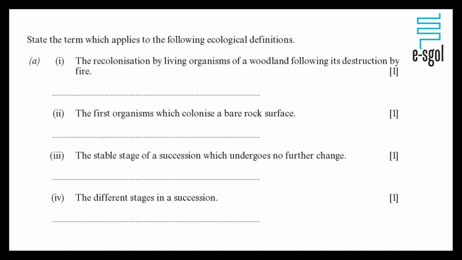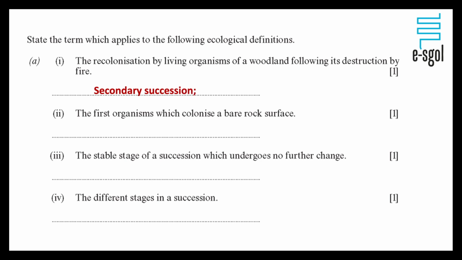This is a straightforward recall question. It asks us to state the term which applies to the following ecological definitions. Each question is worth 1 mark. The first question asks us about the recolonisation by living organisms of a woodland following its destruction by fire. This is called secondary succession.